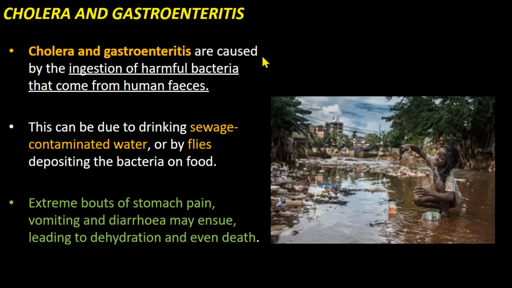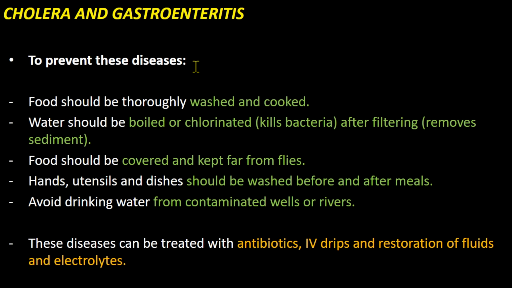Cholera and gastroenteritis are caused by the ingestion of harmful bacteria that come from human feces. Examples would be Vibrio cholerae and E. coli. This can be due to drinking sewage contaminated water or when flies deposit fecal particles or bacteria on the food. So extreme bouts of stomach pain, vomiting, and diarrhea may ensue, and this could lead to dehydration and even death.